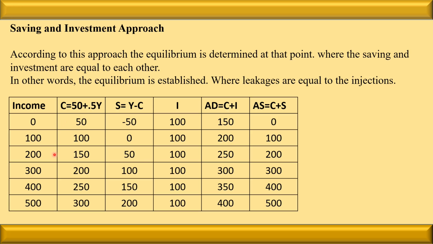Here we can say the income is there, consumption is there, saving is there, investment is there, aggregate demand, aggregate supply is there. As I told you, the equilibrium will be restored when the saving and investment is equal. Let us see when the saving and investment is equal. Saving and investment is equal when the income is 300 crore. When the income is 300 crore, saving is 100 crore and the investment is also 100 crore. So the equilibrium level of income is determined when the national income is 300 crore, because when the income is 300 crore, the saving and the investment is equal, that is 100 and 100 crore.